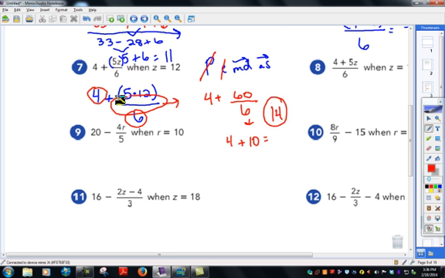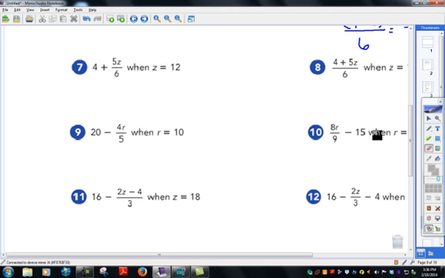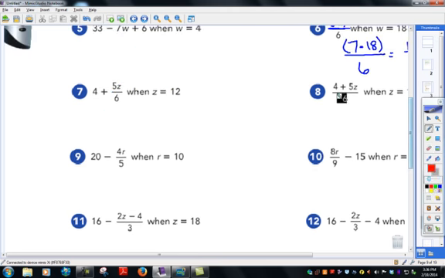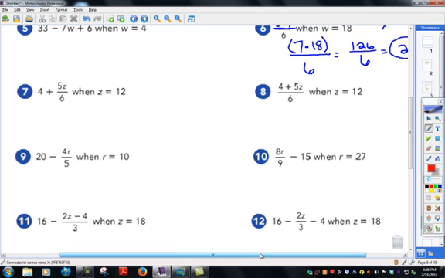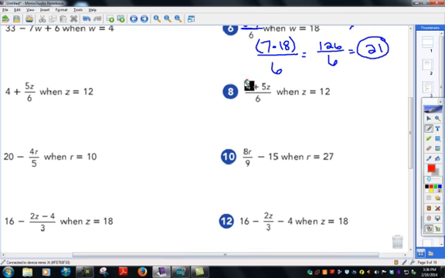Now, how would you type this in your calculator? Exactly the way you see it. 4 plus parenthesis 5 times 12 parenthesis divided by 6. Why don't you guys actually, let me do this one with you, and then we'll go on, or I'll have you do a couple.